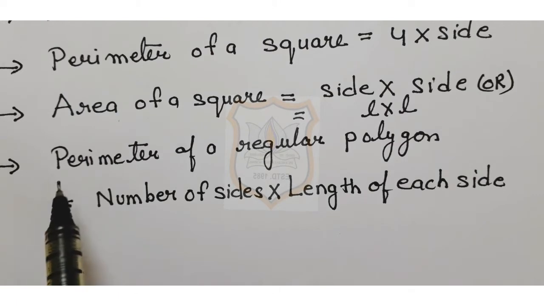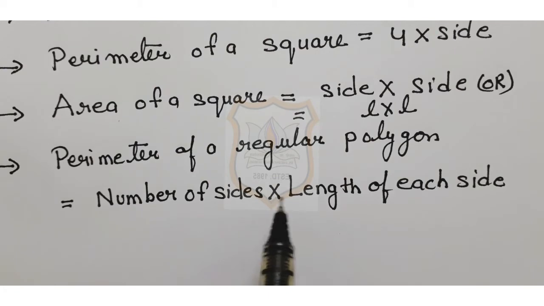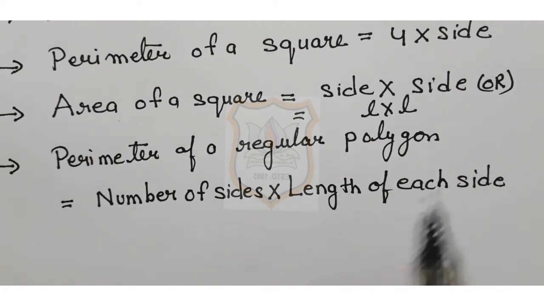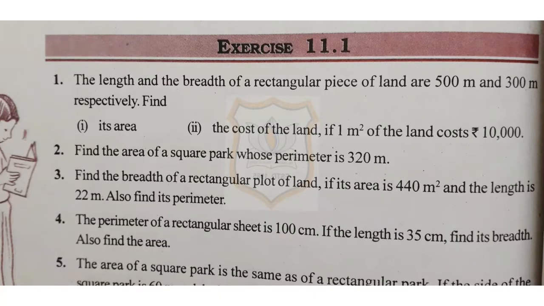Last point is perimeter of a regular polygon. That is equal to number of sides into length of each side. Students, please write all these key points in your notebook and then you have to learn all these formulas thoroughly. So let's start exercise 11.1.